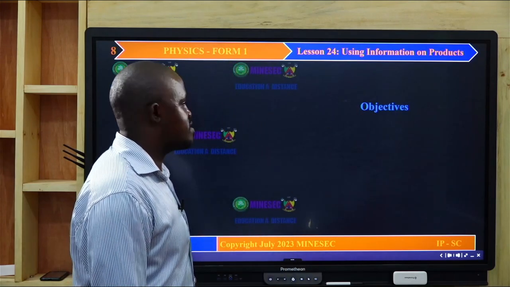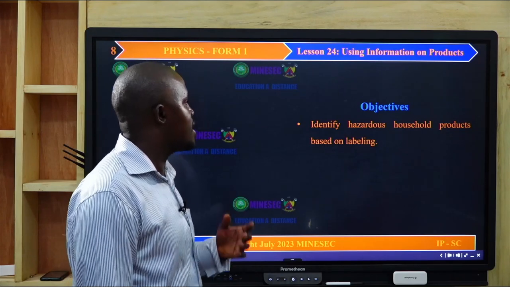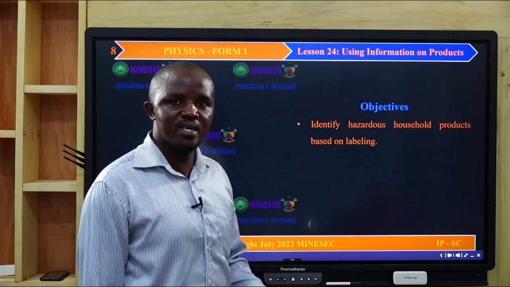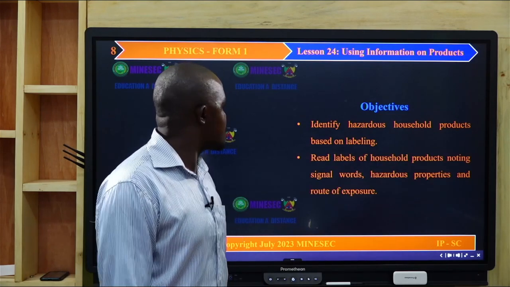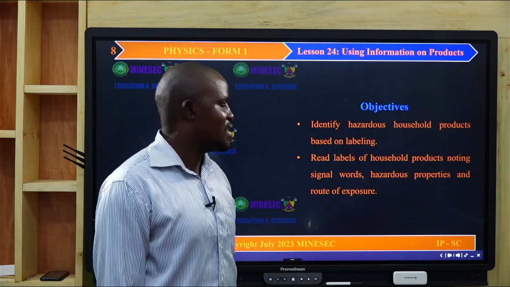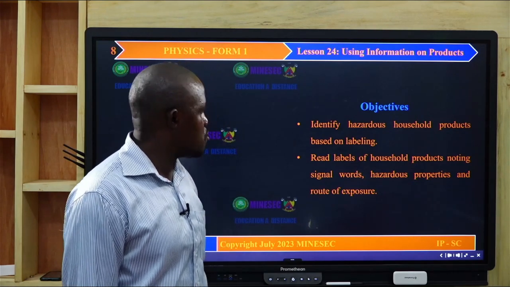So for our objective, by the time that we go to the end of this lesson, we are expected to be able to identify hazardous household products based on labeling. You are also expected to be able to read labels of household products, noting signal words, hazardous properties, and route of exposure.